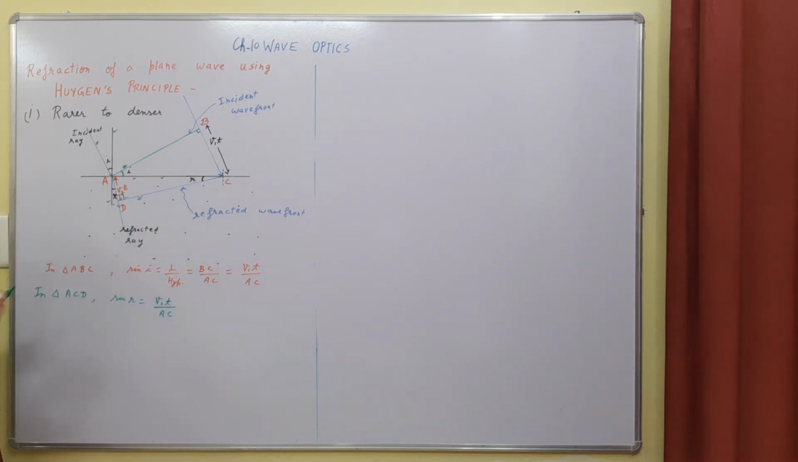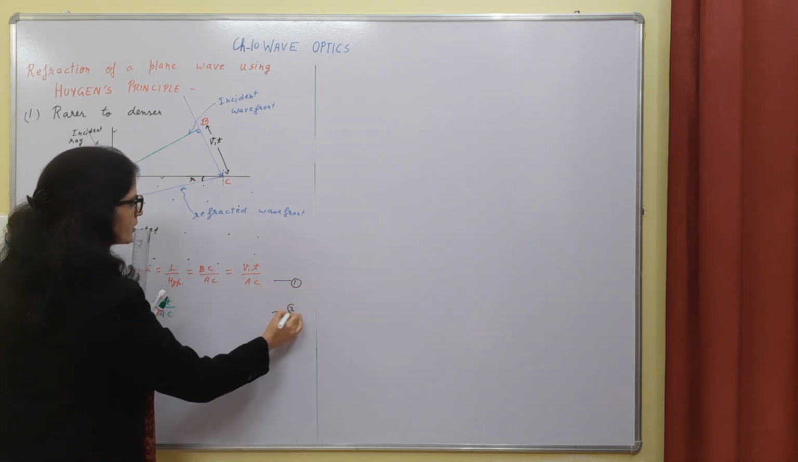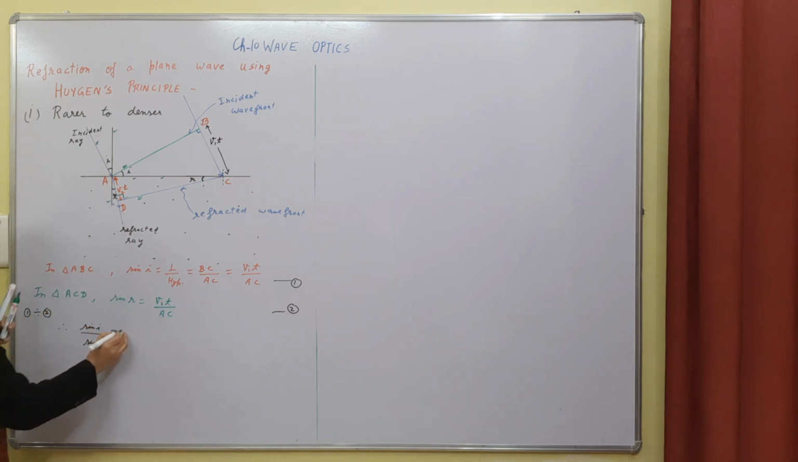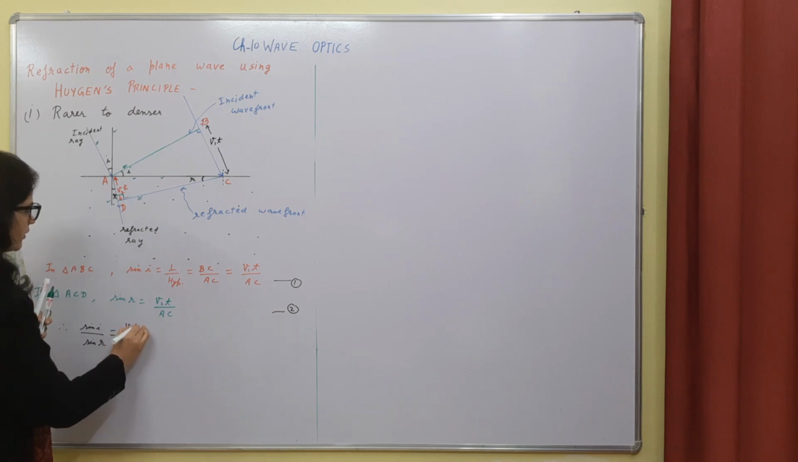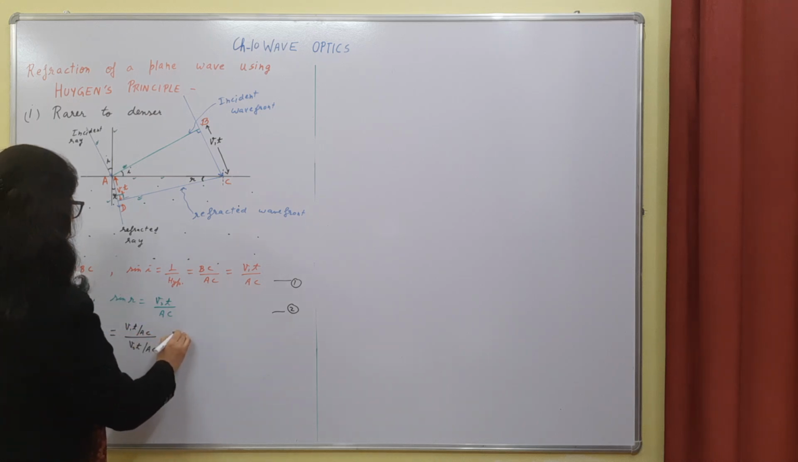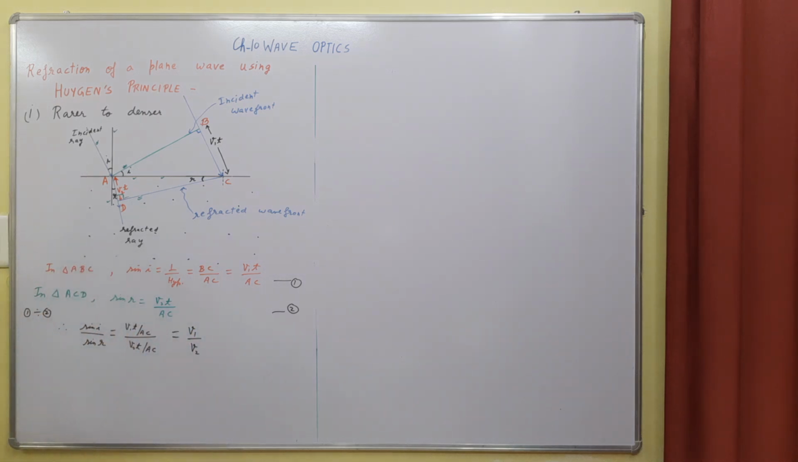So we can find the ratio sine I upon sine R. If this is 1, this is 2. So 1 divided by 2 gives sine I upon sine R is equal to V1T upon AC divided by V2T upon AC. So this gives me V1 upon V2.